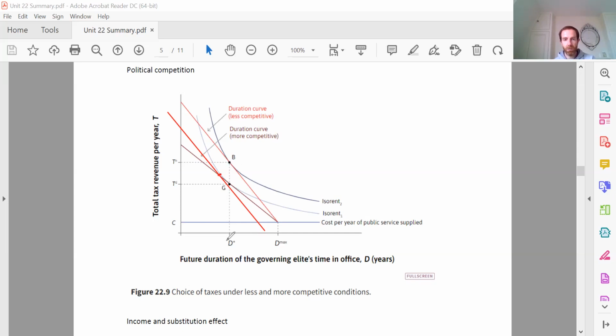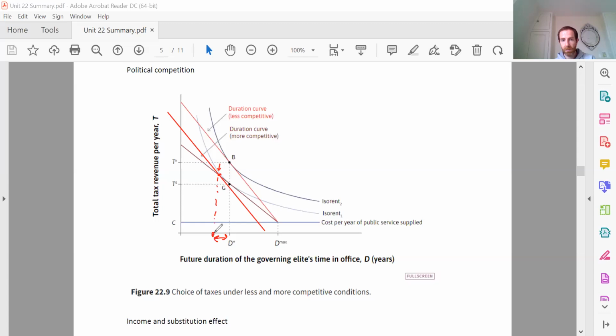Let's focus on the duration, right? We can see if the trade-off hadn't changed, to get to this lower ISO rent curve, the governing elite decide to reduce the duration in office. And in fact, we also see that they reduce the tax revenue they're charging, from this TN here to some lower level, and they also reduce the duration. Just to focus on the duration for now, I won't talk about the tax revenue part. That gap there, we could refer to as the income effect.